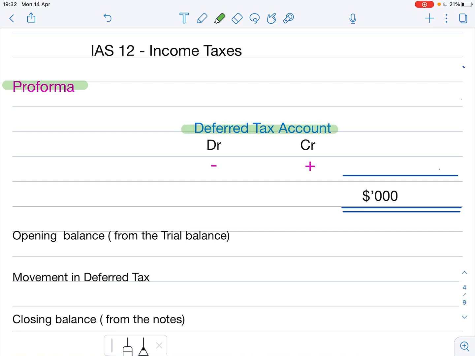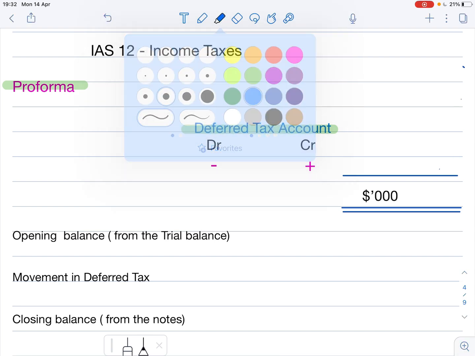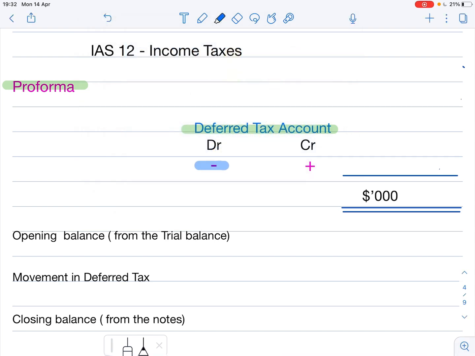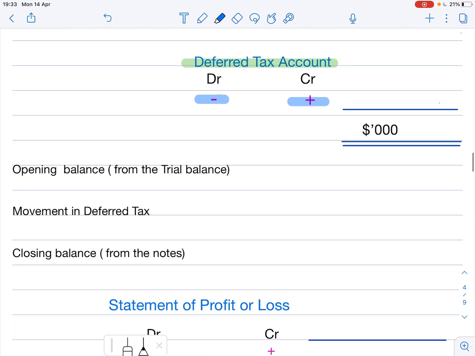For deferred tax account, just like any other account, you have debit and credit to this account. But I need you to be conscious of this. Can you see this is talking about negative sign and this is talking about positive sign? So in our deferred tax account, what we are going to be doing is we want to get the opening balance and the closing balance.